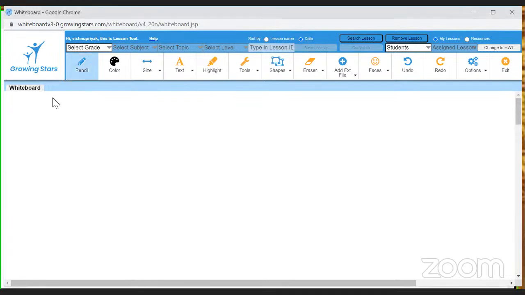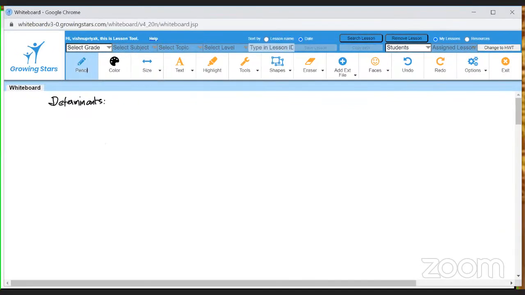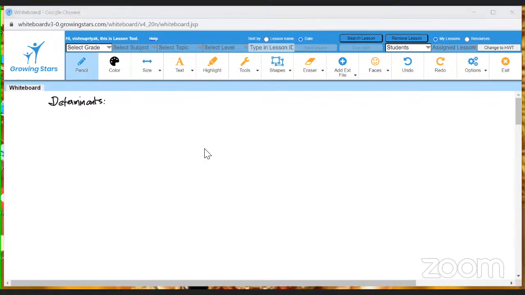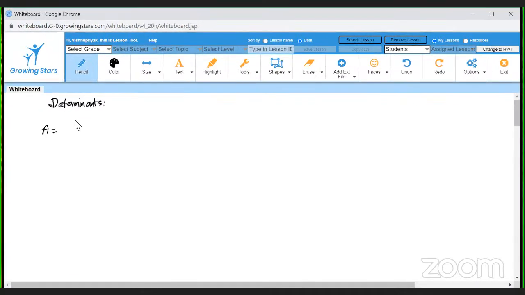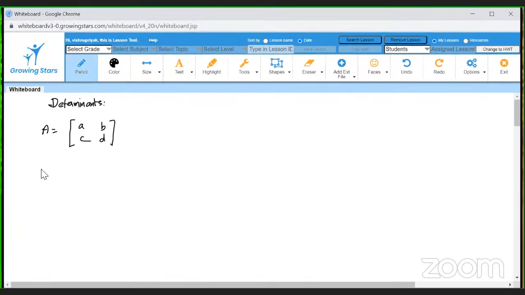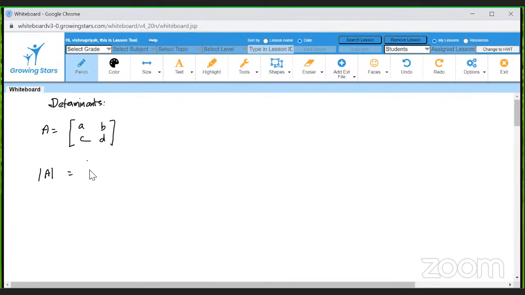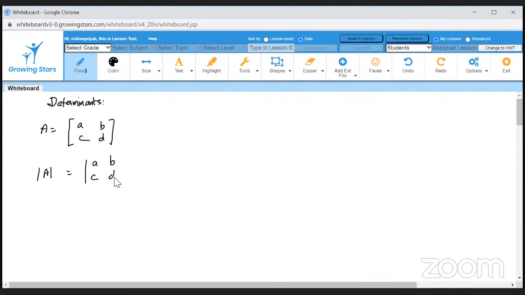So today we will start a new chapter, that is determinants. Before starting, let us go to the synopsis, the points. Suppose you have a matrix A. It has A, B, C, D. Then the determinant of A is written like this. The determinant of the matrix is written like this.